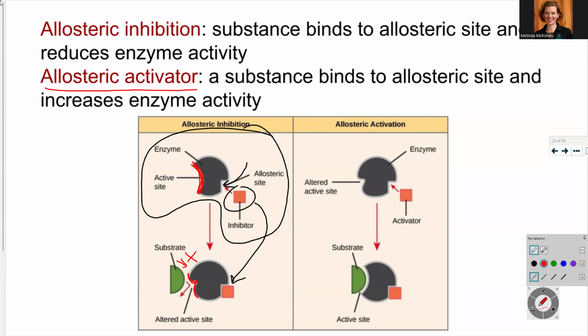You can also have activation, which is just the opposite. So say your enzyme, the active site is misshapen, it's just hanging around in your blood, it's not actually activated, and you want to have that enzyme work, you just release a small activator into the bloodstream. It's going to change the shape of your site. Now it's going to be able to bind with all of the substrates and work.